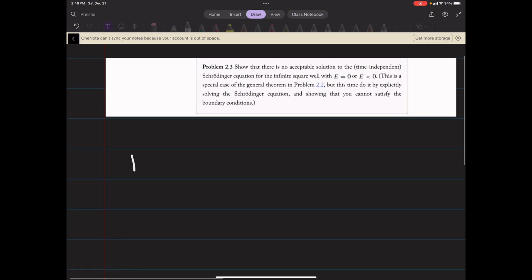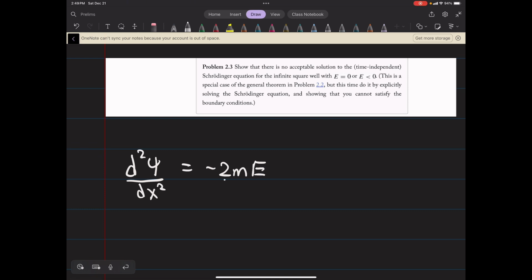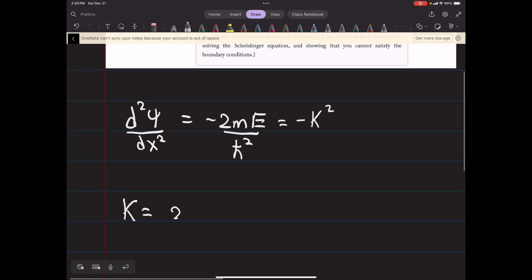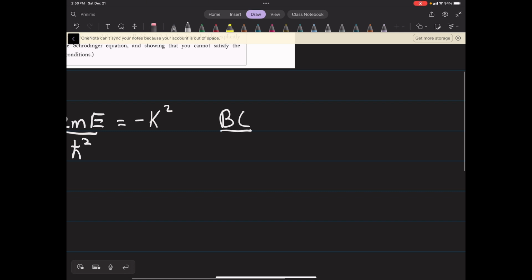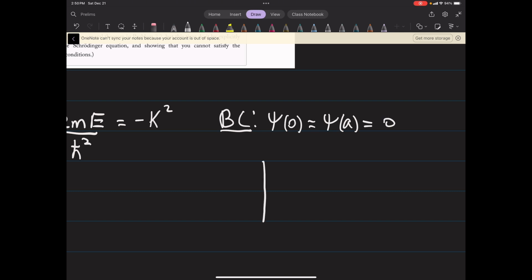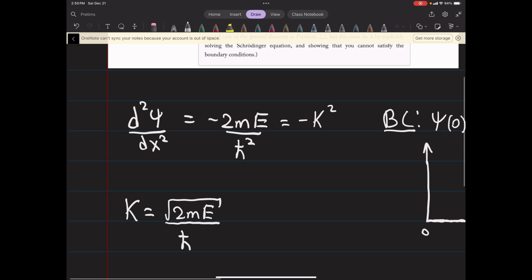So just to remind you, the Schrödinger equation for an infinite square well is just minus 2mE over h bar squared, because our potential is of course 0. And since this is just a constant, we can define it like this, where k is the square root of 2mE all divided by h bar. Now our boundary conditions for the infinite square well, just to remind you, is that psi of 0 equals psi of a, which equals 0. So this is 0, this is a. Our potential goes to infinity here, and it's 0 inside the well. So we need to know that as well.